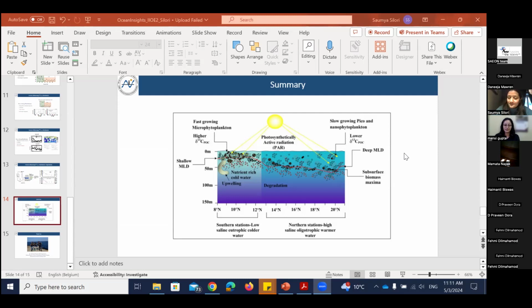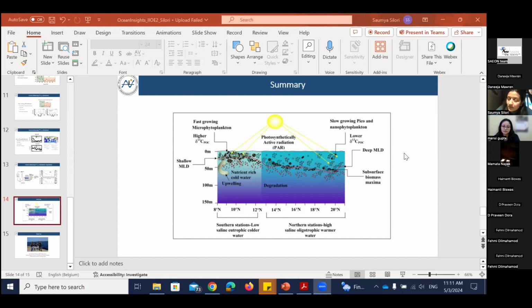Yes, I mean, this is Arvind. So it was a nice presentation. Regarding this upwelling, you mentioned that in this southern station, upwelling is playing a major role. When we are talking about the upwelling of water, there are different types of water masses which can come up, and their properties are different. So which type of water mass are you talking about?